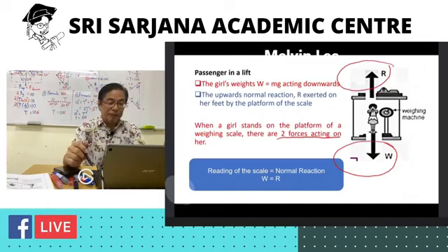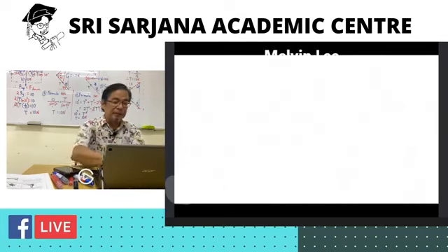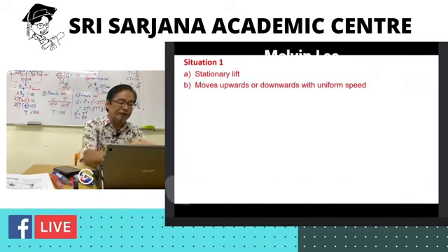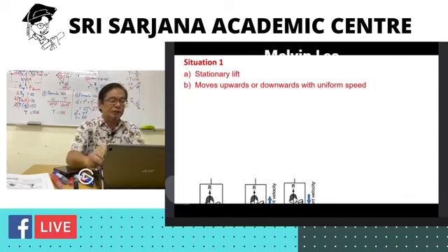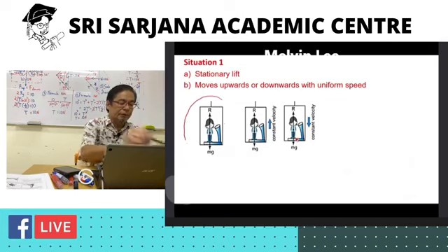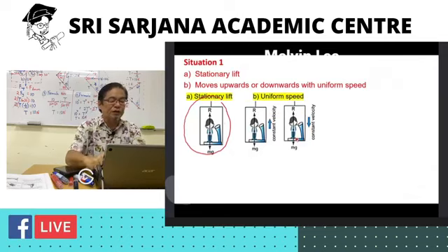In any situation when there is no movement, tak ada pergerakan, then dua-dua daya ini mesti sama. The downward force must equal the upward force. And then it will be balanced. Boleh? Now we're going to look at the situation when it's still not moving. Stationary, understood. This is the first drawing. So understood, R equals to mg, betul? Already mentioned. When it is stationary or when it is moving at uniform speed.